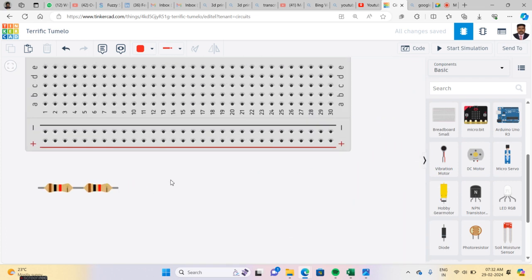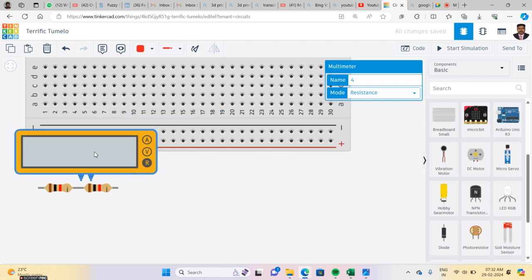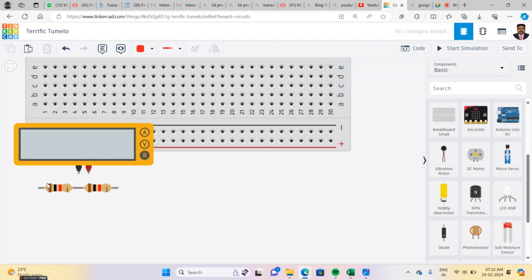So here, we are going to connect the multimeter across. Again, whatever the circuit, at the end you will get only two terminals. Understood? Two terminals. Now I am going to start the simulation. Check the resistance value. 2000 ohm, or 2 kilo ohm. That's all.